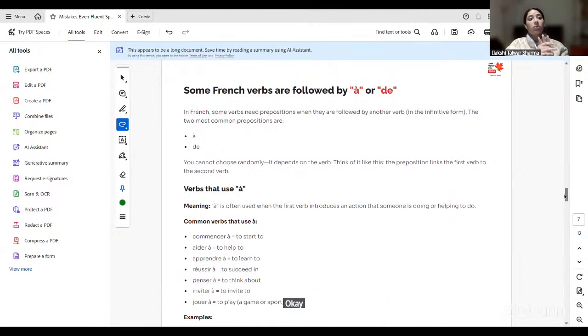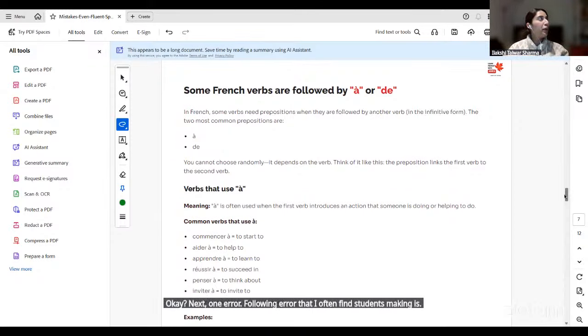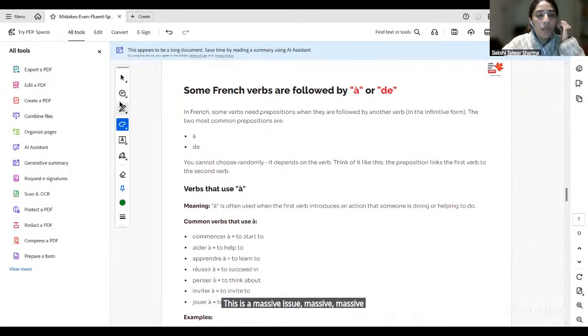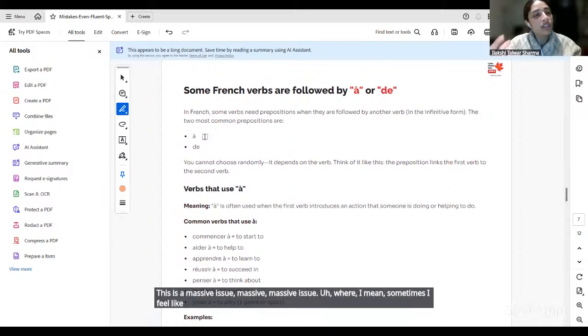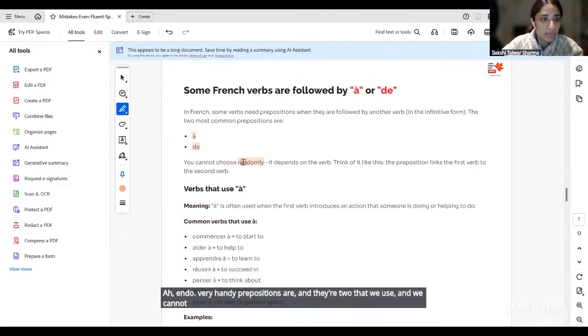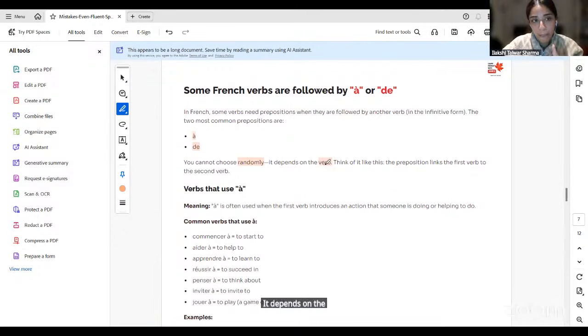Okay. Next error that I often find students making is when do we put à and when do we put de? This is a massive issue. Sometimes I feel like everyone's just putting it the way that they like it. À and de, very handy prepositions. There are two that we use, and we cannot just choose randomly, guys. It depends on the verb that is before it. So instead of thinking what preposition should come, think of it as what is the first verb.